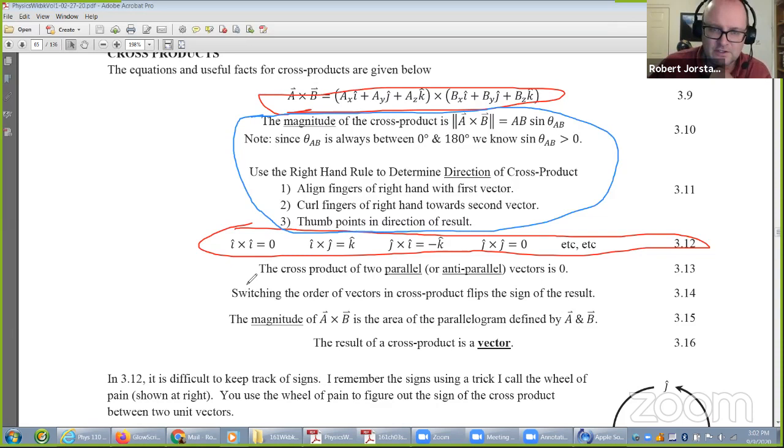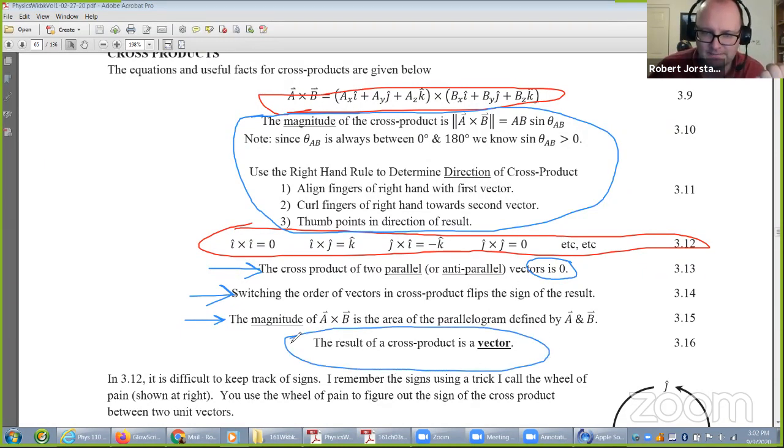Some facts that you should know. Remember, if you have parallel vectors, the cross product is 0 and you don't need to do any math. Switching the order of the vectors flips the sign. And this is kind of a fun little nugget: it turns out the magnitude relates to the area of a parallelogram. And remember this, the output of a cross product is a vector.